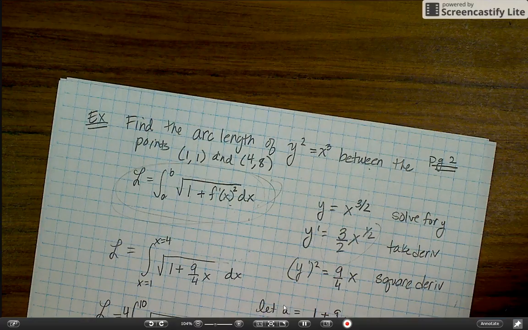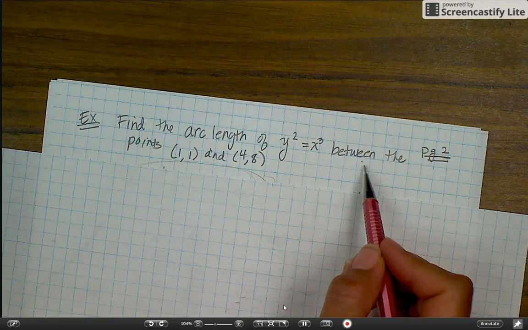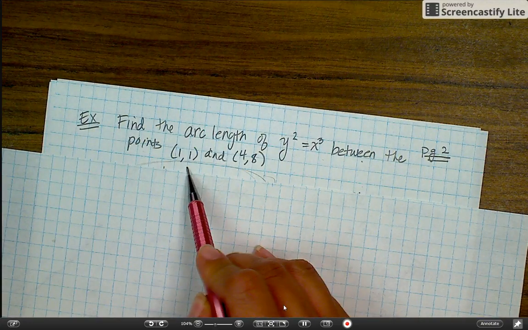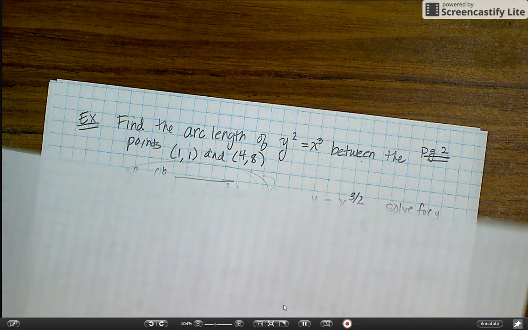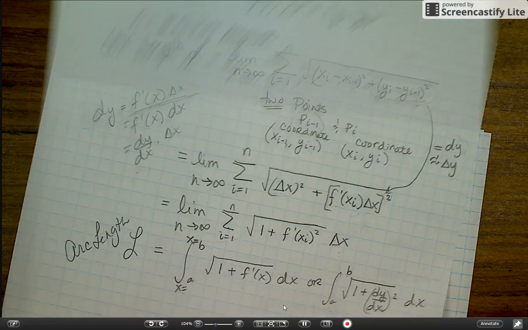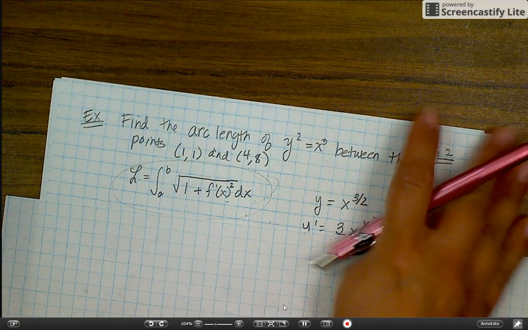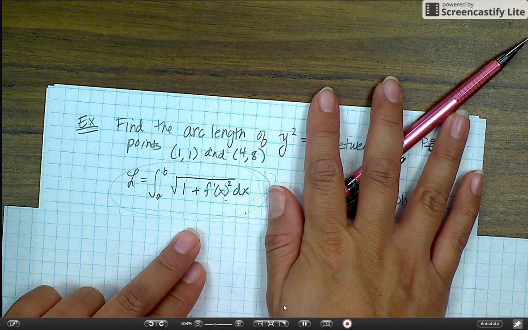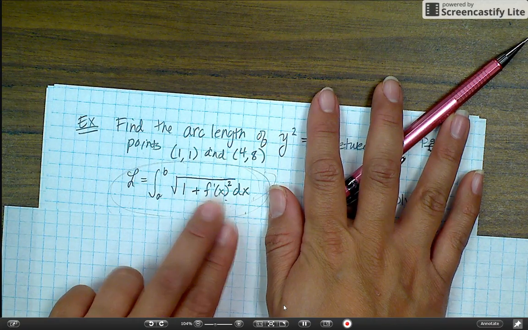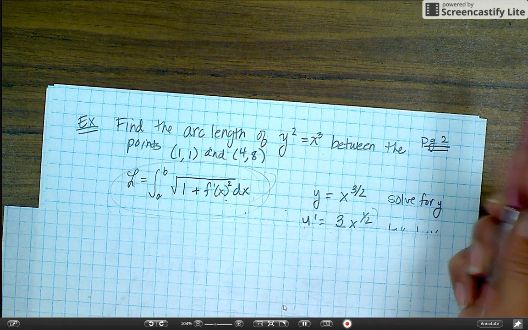Okay, so now we start off with this problem here. Find the arc length of this curve between this point and this point. Going according to our formula, what are we going to need? This is my formula I start off with. And I realize, hey, I can get this in terms of x. So I'm going to need my derivative, and I'm going to need to square it. So first I need to get y in terms of x.